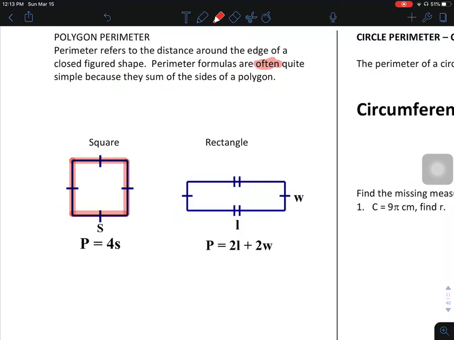In a rectangle, if I take this width plus this width, I'll have 2 of those widths, plus this length and this length, I would have 2 of those lengths. So you could think of the formula as 2 times the length plus 2 times the width. I wouldn't get hung up on those formulas. I would just focus on adding up all the sides.